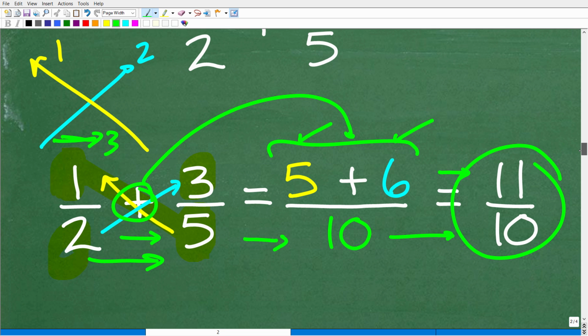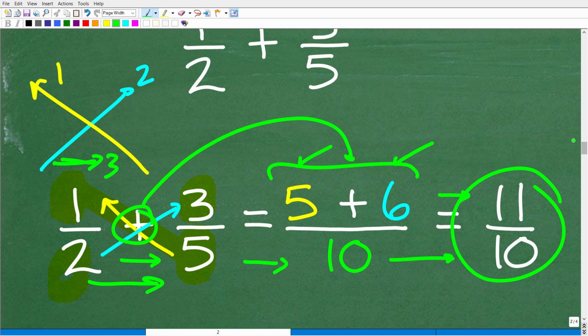I'll never use the LCD again. Well, there's only one drawback with the bow tie method, and that is sometimes you end up with your answers not having the lowest common denominator. So make sure that you have the most simplified version of the fraction and reduce if necessary.